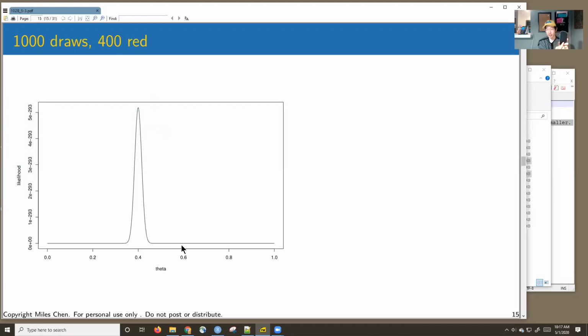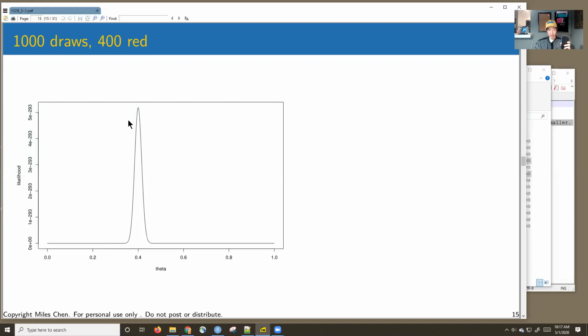being 0.6 is almost 0. It's practically 0. If 60% of the marbles in this pouch were red, and I drew marbles out of here 1,000 times, then it's almost impossible for me to get only 400 red. And likewise, if only 30% are red, and I draw marbles out of here 1,000 times, then it's almost impossible for me to get 400 red if only 30% in the pouch are red.